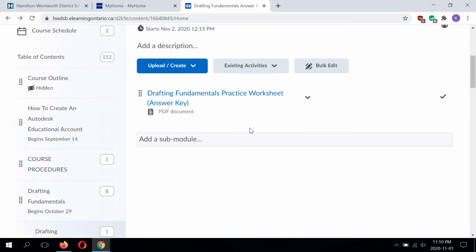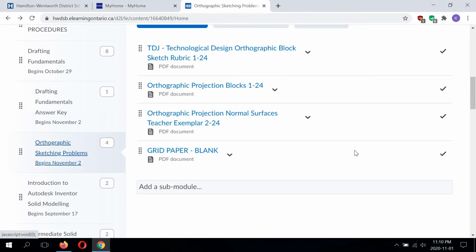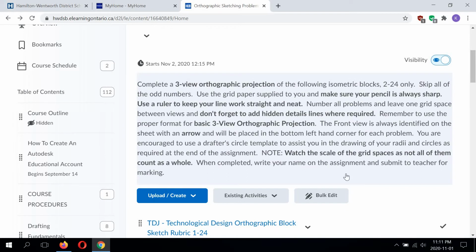Alright, so moving on, we're going to take a look at orthographic sketching problems. And we're going to talk about this assignment. So I'm going to read over this. So it says, complete a 3-view orthographic projection of the following isometric blocks, 2 to 24 only. And we're going to discuss what I mean by 2 to 24 in a moment.